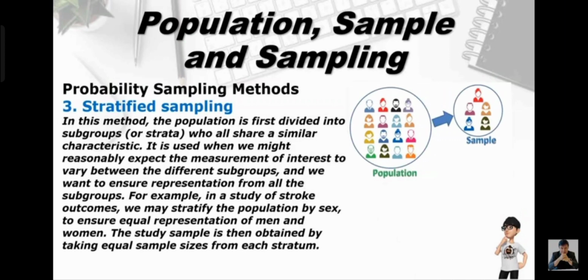Next is the stratified sampling. In this method, the population is first divided into subgroups or strata, which all share a similar characteristic. It is used when we might reasonably expect the measurement of interest to vary between the different subgroups, and we want to ensure representation from all the subgroups. For example, in a study of stroke outcomes, we may stratify the population by sex to ensure equal representation of men and women. The study sample is then obtained by taking equal sample sizes from each stratum.